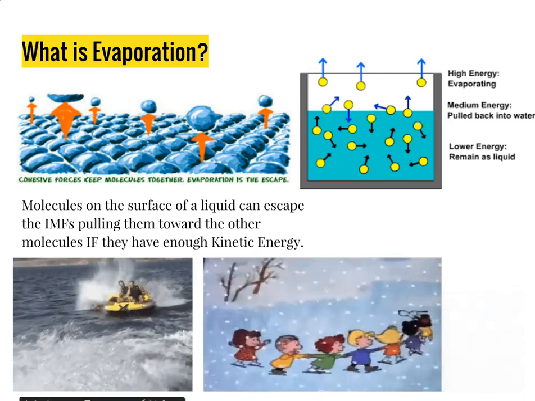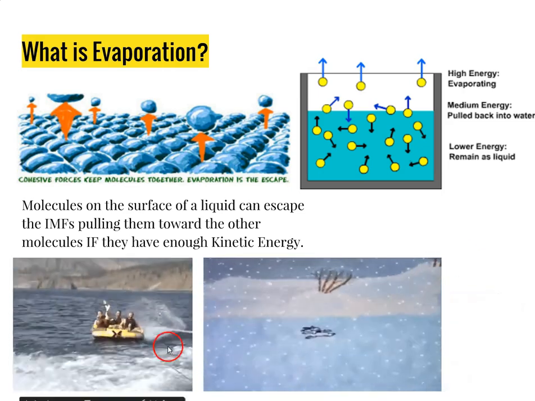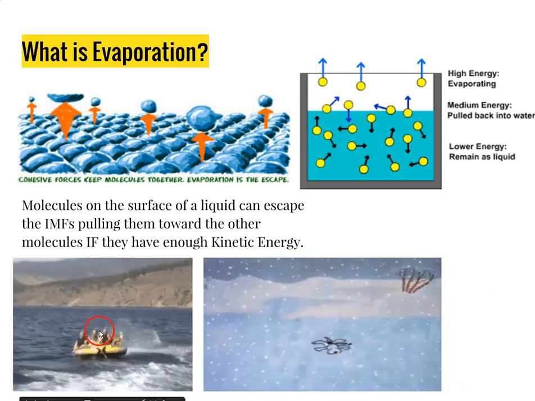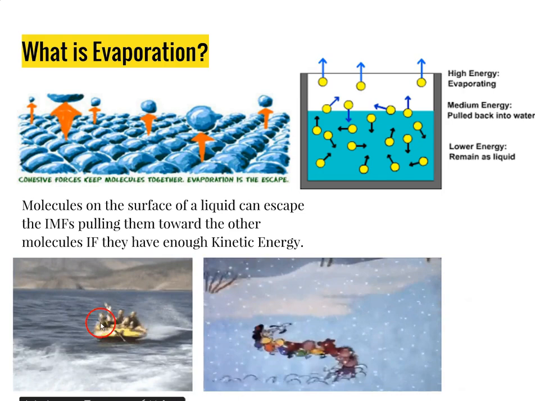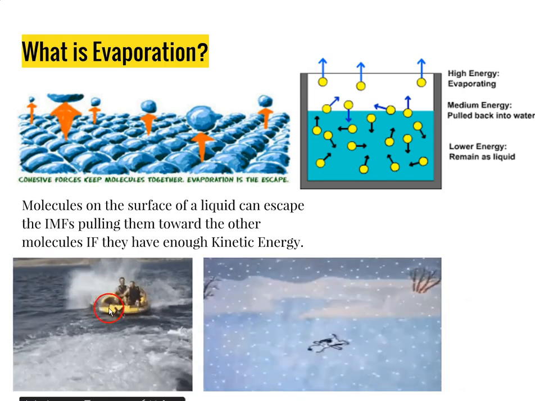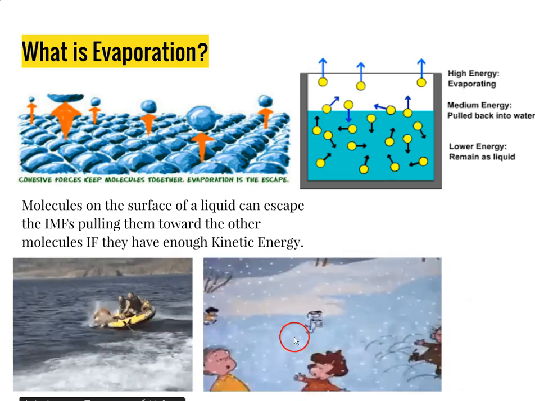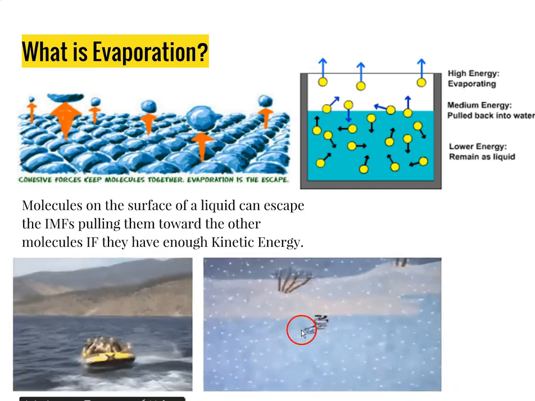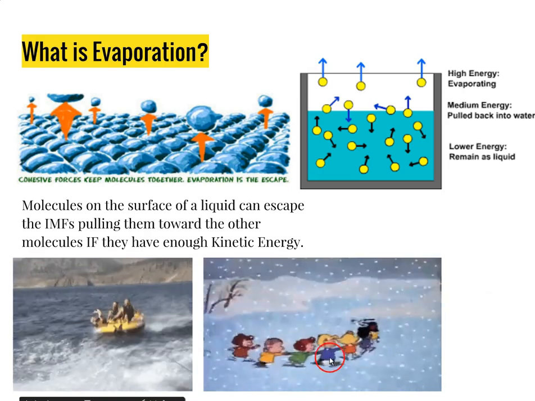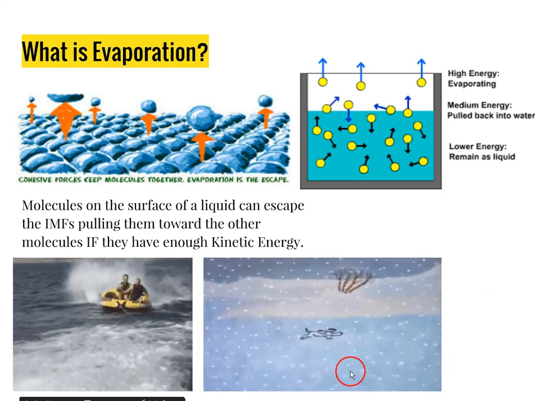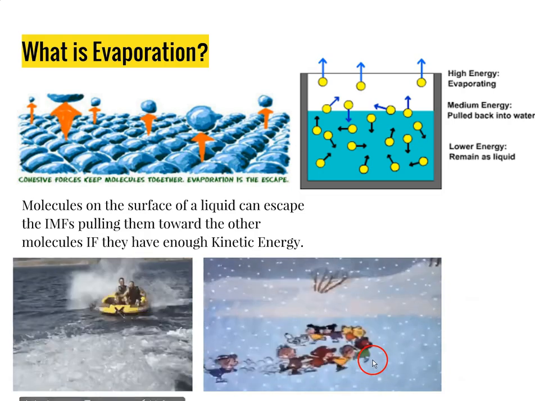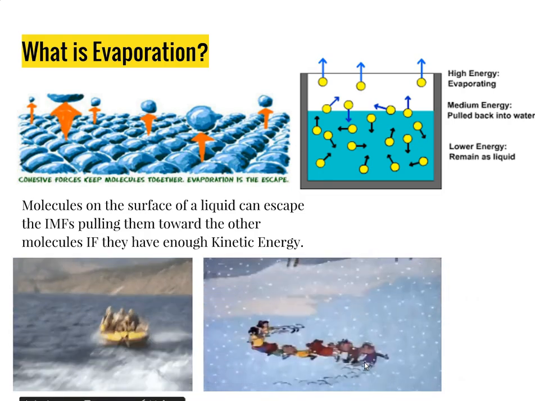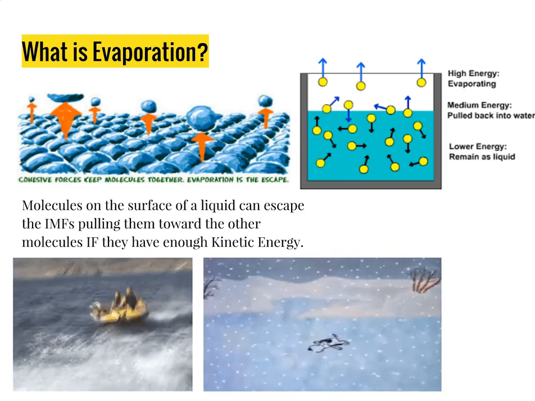So here's a couple of analogies for you. If anyone's been tubing before, you know, these people are going along here and they're bouncing around, and this guy right here, he has enough kinetic energy that he gets launched off of the tube. The same thing here from Charlie Brown's Christmas, right? The beginning opening scene, they're all ice skating, holding hands together, and then finally they get enough kinetic energy, in this case it was everybody, that they all went launching away from Snoopy because they had enough kinetic energy.